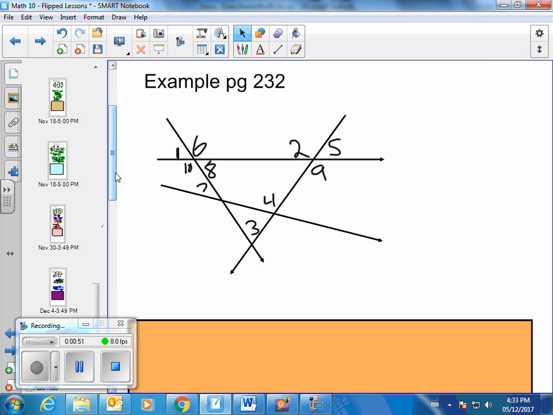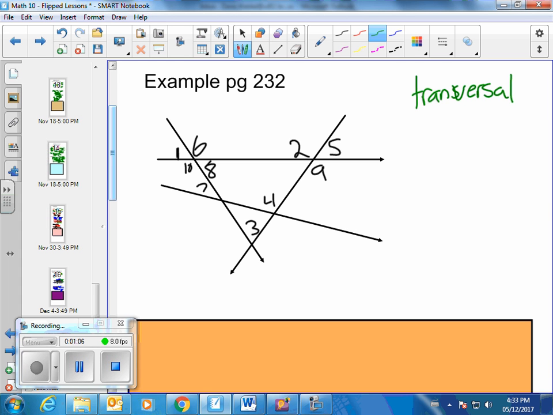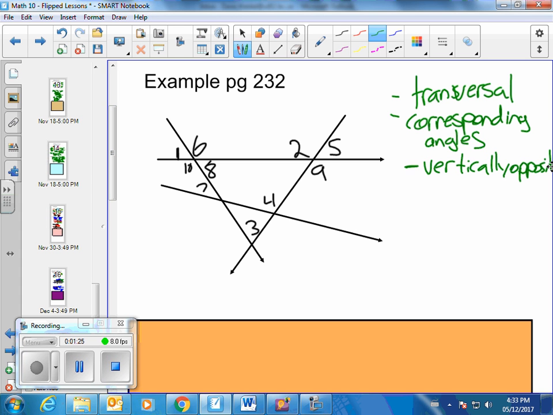Okay, so this unit is actually mostly about definitions. I feel like I'm back teaching an English class all over again. So what they're looking for is we need to know a few things. We need to know what a transversal is. We need to know corresponding angles. We need to know what vertically opposite angles are.